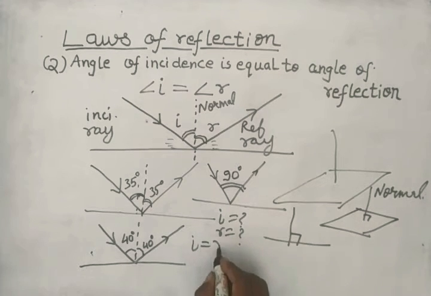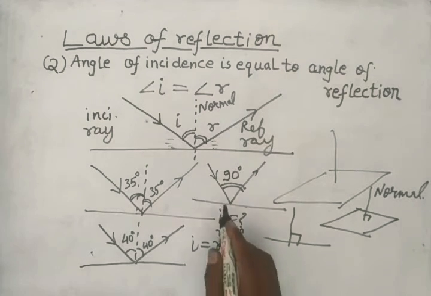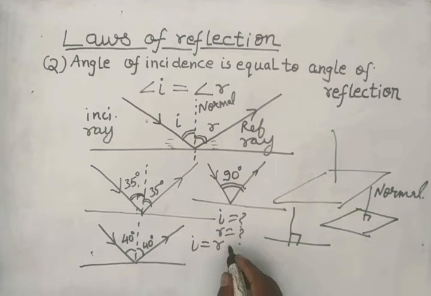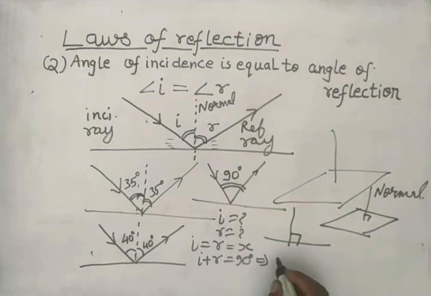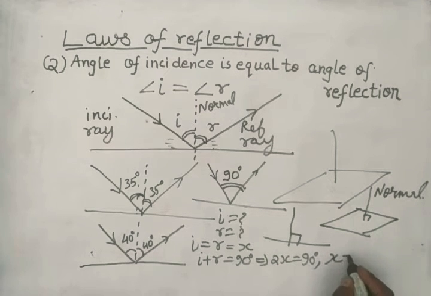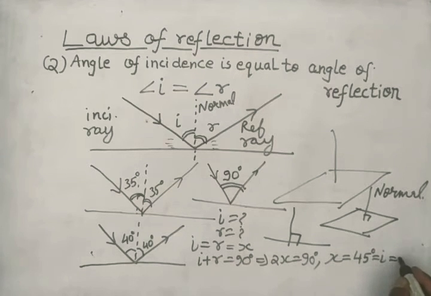We know that I equals R. I'm not putting the angle sign just to avoid complications. We are given the sum of both of them, so I'm writing each as X. So I plus R is given as 90 degrees. It means I is X, R is X, meaning 2X is 90 degrees, and it means X is equal to 45 degrees. So the angle of incidence and the angle of reflection are both 45 degrees.